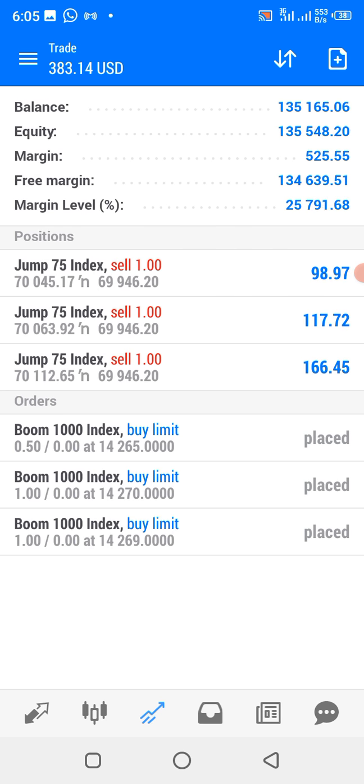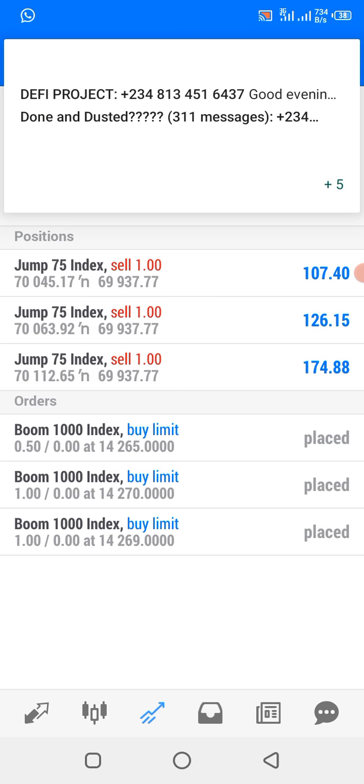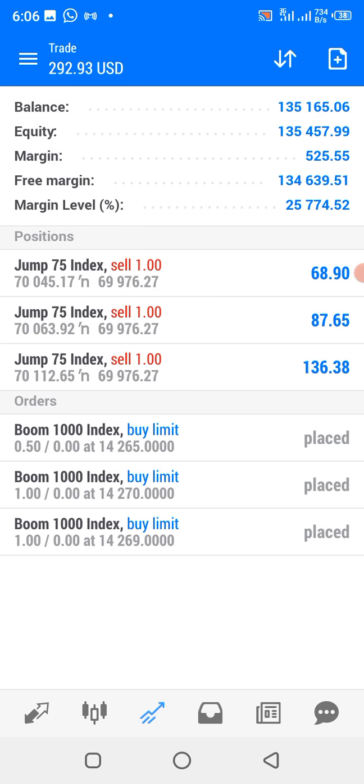Let's assume we use 1/100. We will make the same profit, but it will be smaller. Okay, but our trade has not ended yet. It keeps running.